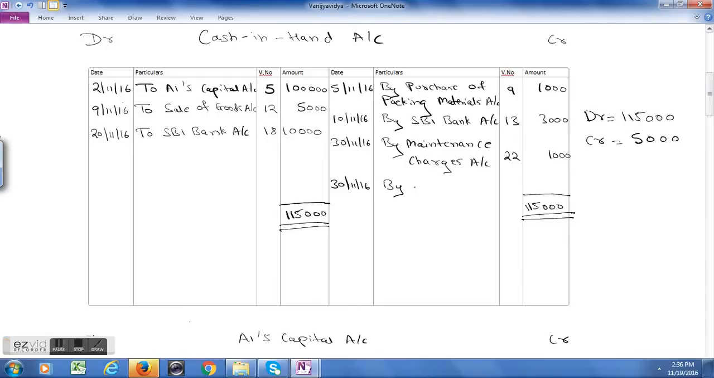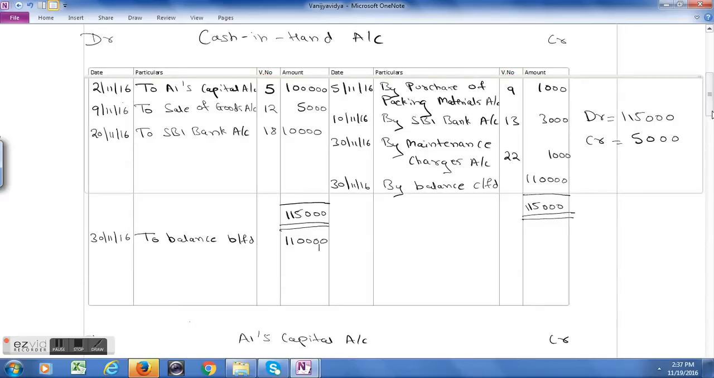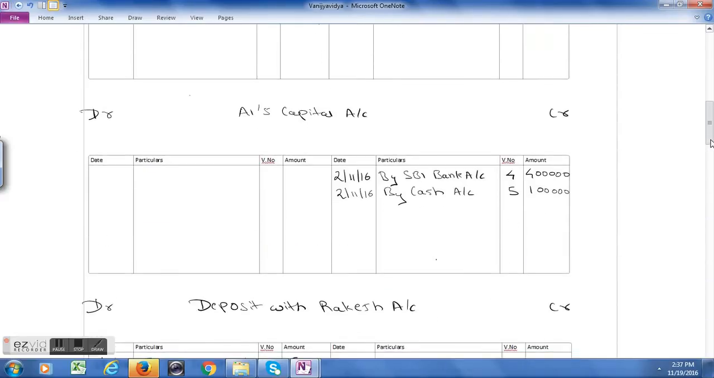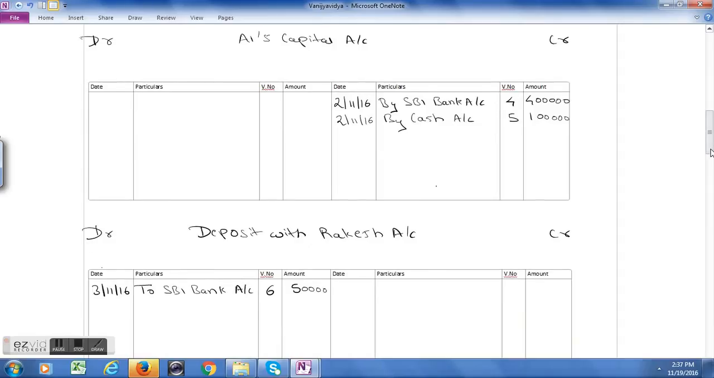So by balance carried forward, that comes to how much? 1,10,000. And the same balance carried forward is on the credit side, so balance brought forward will be on the debit side. So to balance brought forward 1,10,000.